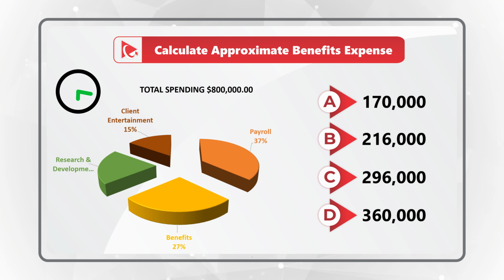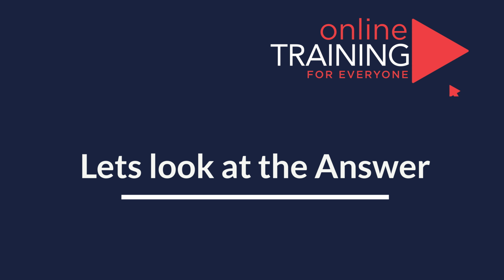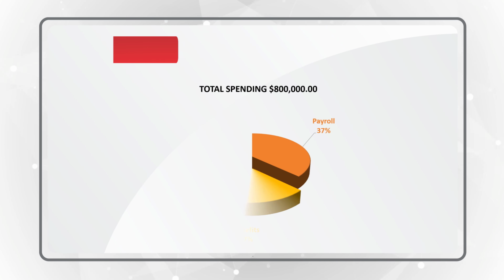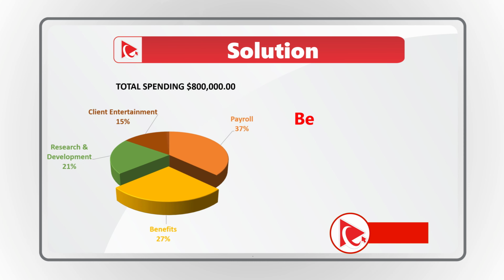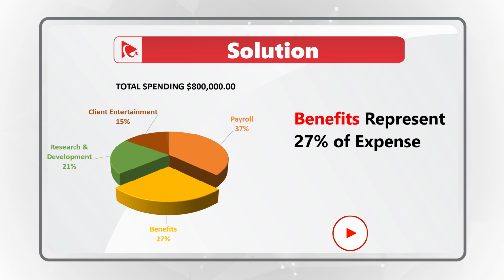Take a close look, maybe pause this video to see if you can do some mental math and come up with the solution. Ready or not, I am moving forward to share with you my version of the solution, and obviously if you have a better way to solve it, please make sure to share in comments. The first step to solve it is to look at the chart and identify the benefits segment. Benefits represent 27% of all expenses.